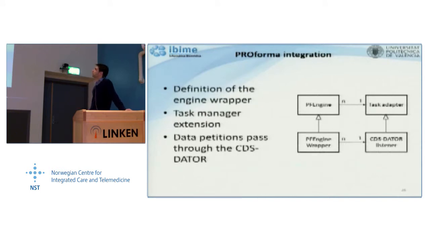How do we achieve that? Well, the Proforma engine has a task adapter for each inquiry. The diamond node that we saw, each node has a task adapter. So we created a listener which was loaded every time the task needed data. With that listener and with the wrapper from the engine to override the data petitions, we were able to link the Proforma engine with different data sources. Next, please.